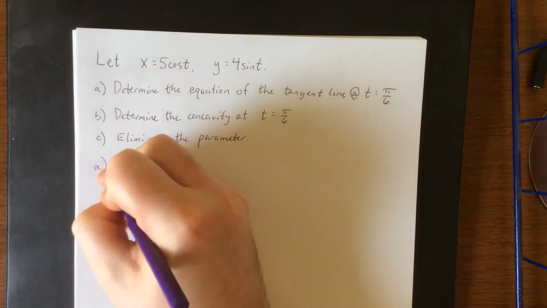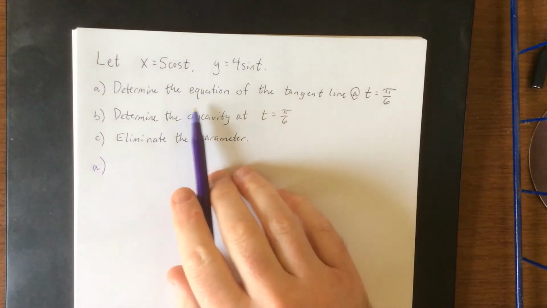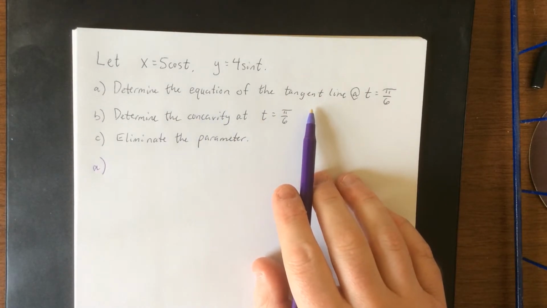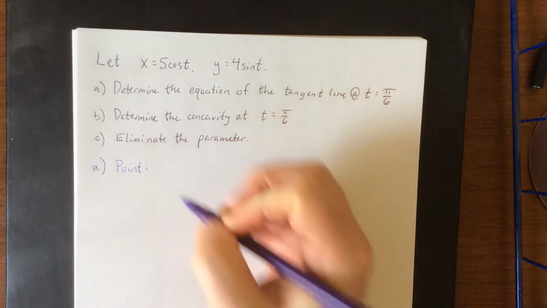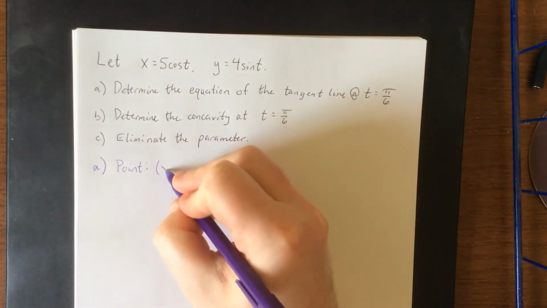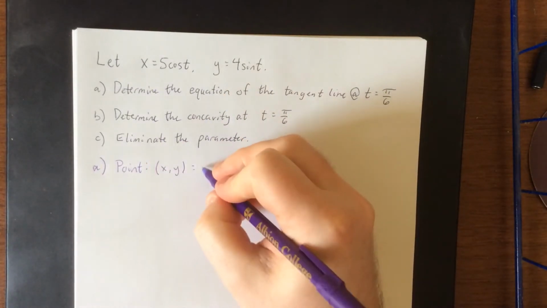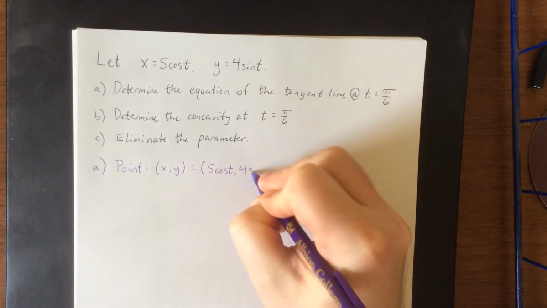For part A, in order for us to determine the equation of the tangent line, anytime we want the equation of any sort of line, we're going to need two things, a point and a slope. So let's start with a point. To get a point on the line, that'll need to be in the form (x, y), which for us, according to what's been given to us, is going to be 5 times the cosine of t and 4 times the sine of t.